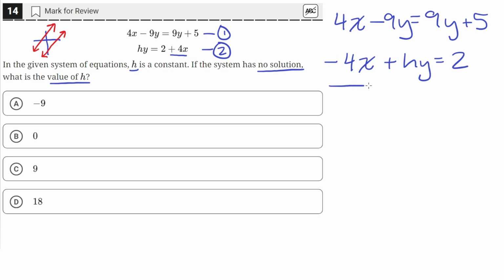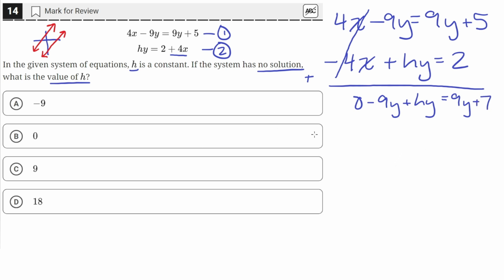Okay, so now let's eliminate the x variable by adding these two equations together. We can do that since these are equations. That means these sides are equal, and since you're adding equal quantities to both sides, you're not changing the equation. So it still remains true. So 4x plus negative 4x is just going to be 0, so that cancels out. And then negative 9y plus hy. So we're going to have a negative 9y plus hy. Then we'll have a 9y on this side. And then we'll have a plus 7.